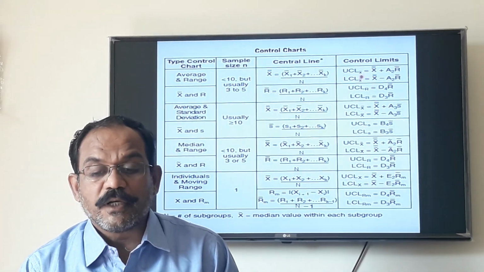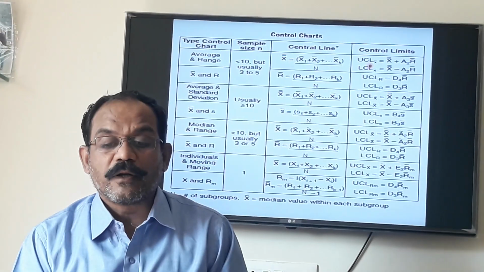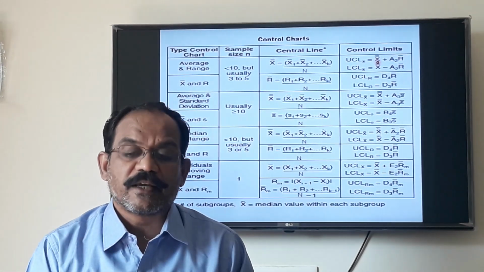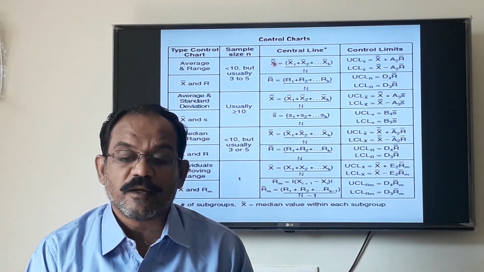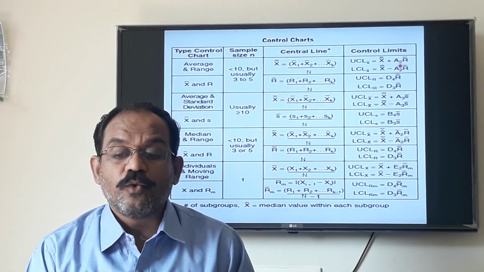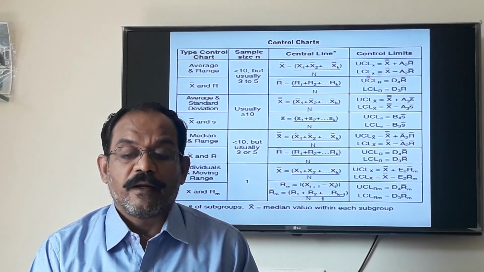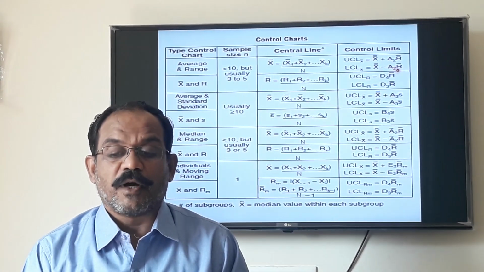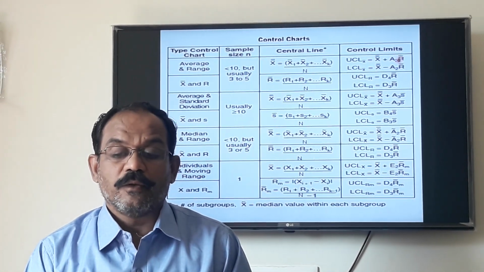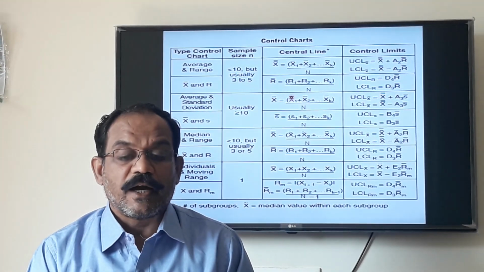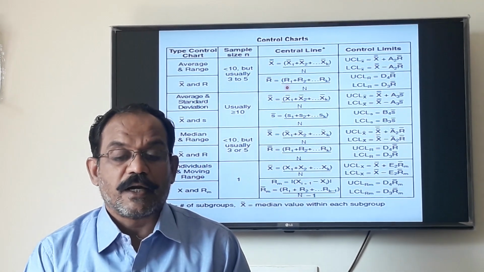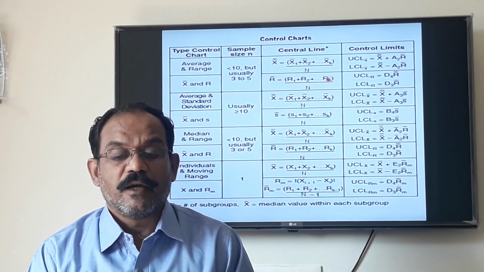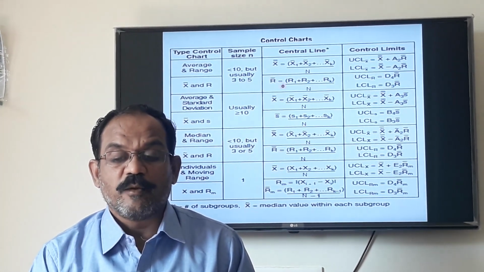Now, how to calculate the control limits? UCL is the upper control limit. Upper control limit is X double bar, which we have calculated, plus A2 R bar. And lower control limit is X double bar minus A2 R bar. Here we can calculate the R bar value from the R chart. R bar is range 1 plus range 2 plus so on, divided by n. This R bar can be put here.